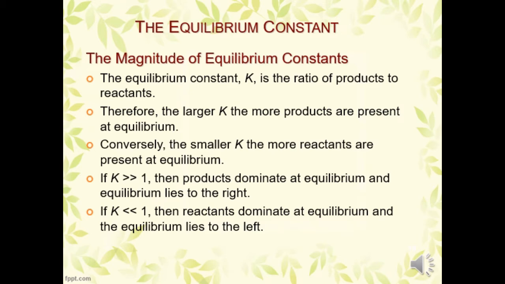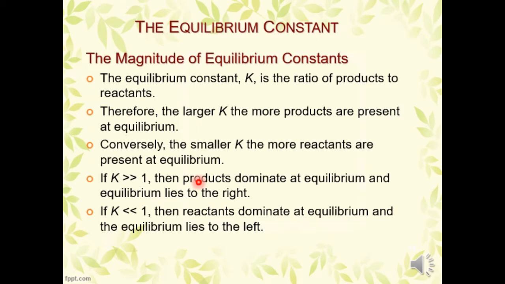So equilibrium constant K is the ratio of product to reactant. Therefore, if we have a large K value, it means more product is present at equilibrium. On the other hand, if we have a smaller K value, it means there is more reactant present at equilibrium. Basically, if the K value is more than 1, product will dominate and the equilibrium will lie to the right.